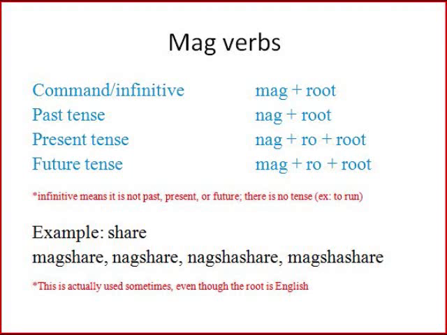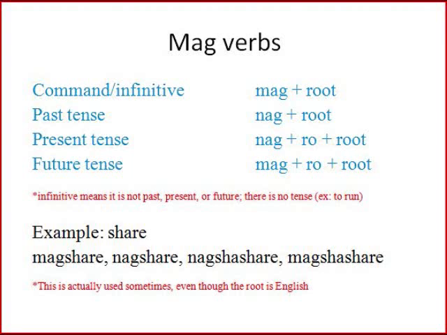Don't worry if this is a little confusing at first. It will become more clear with practice. On the screen, you can see the conjugation, or how to make the verb a command, meaning you're commanding someone to do it. Past tense, meaning the verb has already been done. Present tense, meaning the verb is still happening. And future tense, meaning the verb will happen in the future.